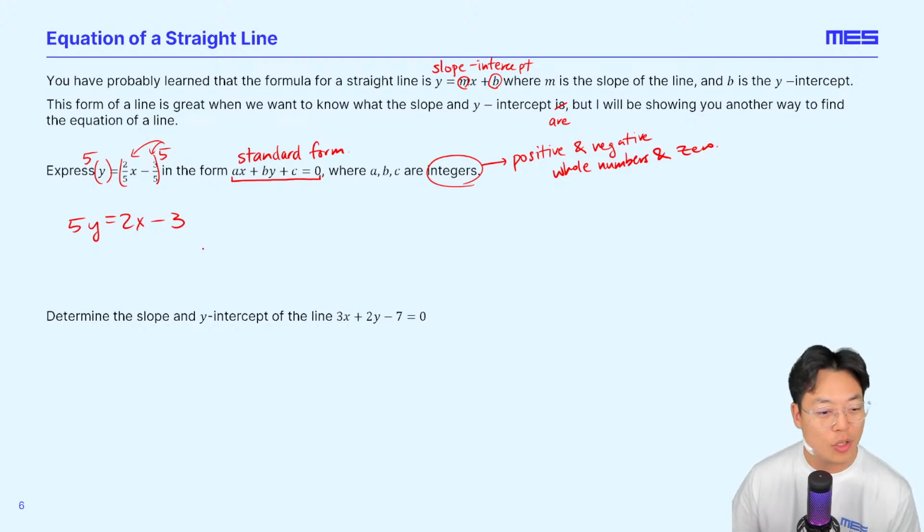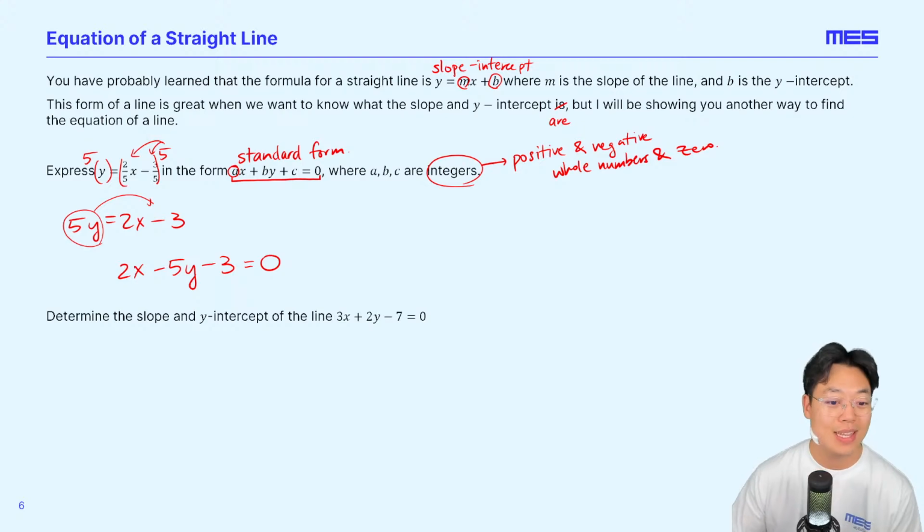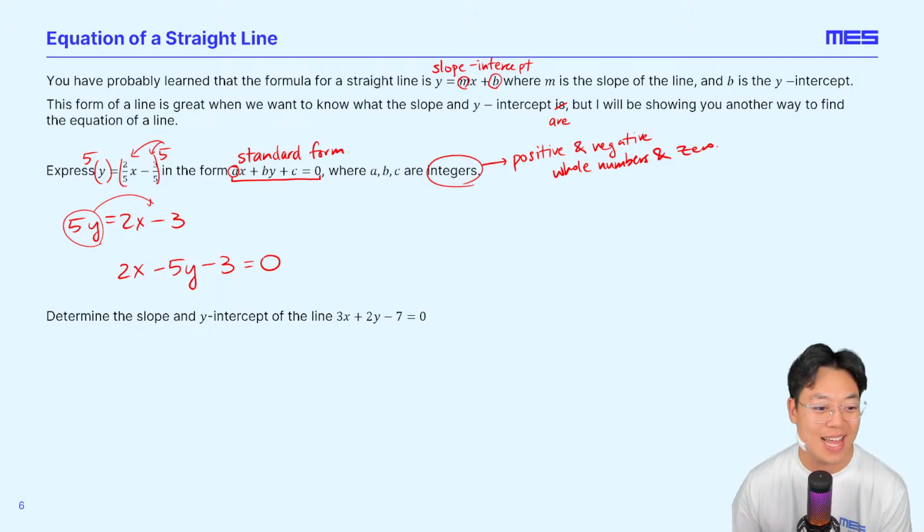Typically, and you can do it either way, what I like to stick with is keeping this a value positive, my coefficient of x positive. Currently, 2x is already positive, so I want to leave it there. I'm going to bring the 5y to the other side. That'll give me a negative 5y. Still got that negative 3. And now since there's nothing else on the other side of the equality, this is just equal to 0. And that's it. That's standard form, just like that.